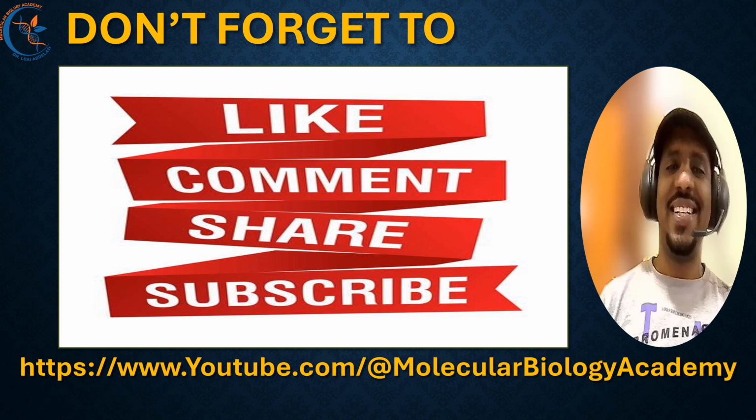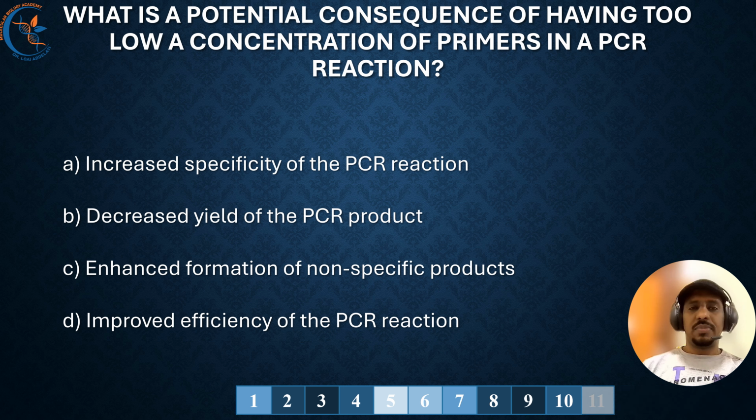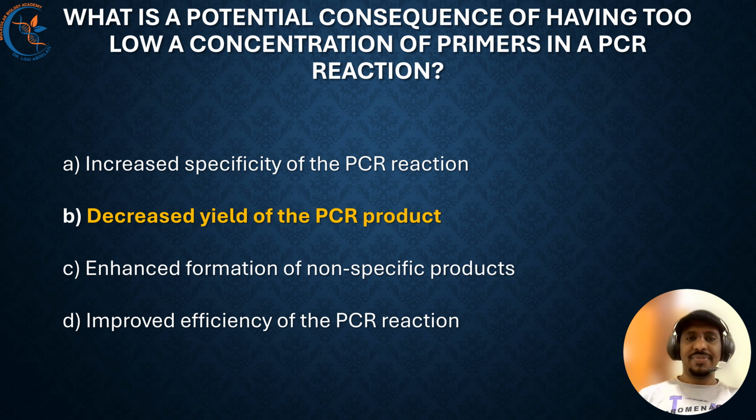Let's continue. Okay, next question here. What is the potential consequence of having too low a concentration of primer in a PCR reaction? Low primer concentration can lead to reduced yield of the PCR product, right? Because there are not enough primers to initiate the amplification process efficiently. All right. Let's move on.